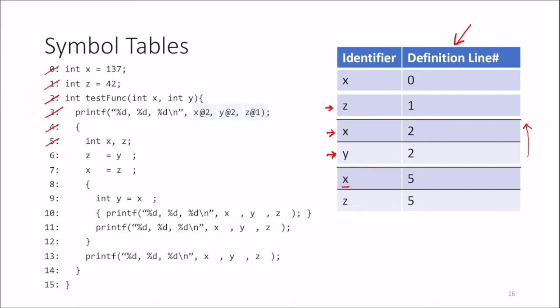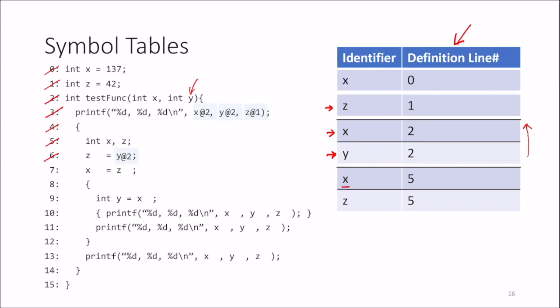So that's why scope is keeping track of the scope tells you which definition to use. So let's look at line 6. In this case, we need a value for Y, because for the R value, the right-hand side value of this assignment, you want the value of Y. So if you look at the symbol table, it's going to be the one defined in line number 2. It's this one over here.